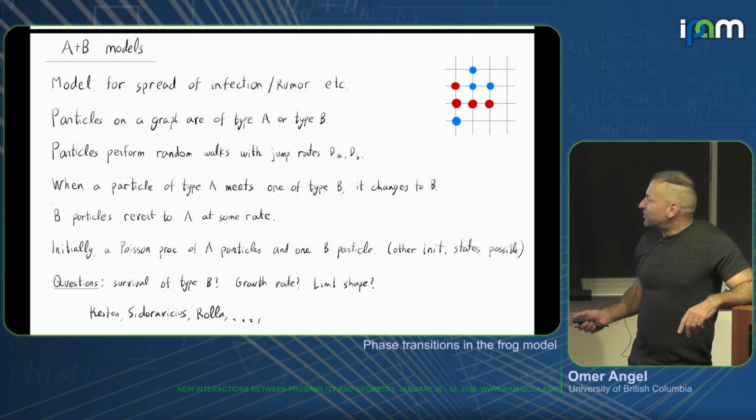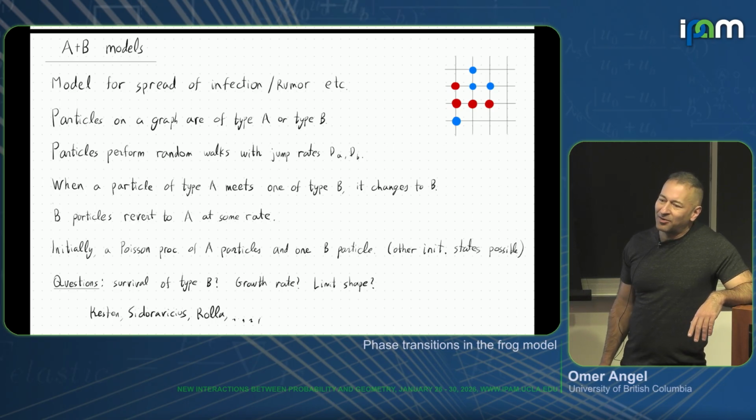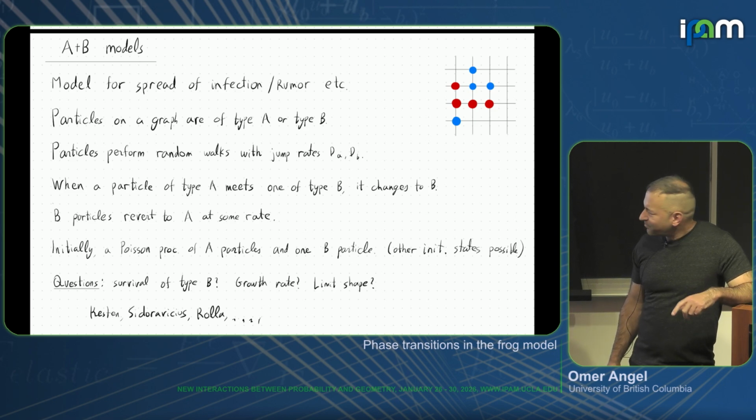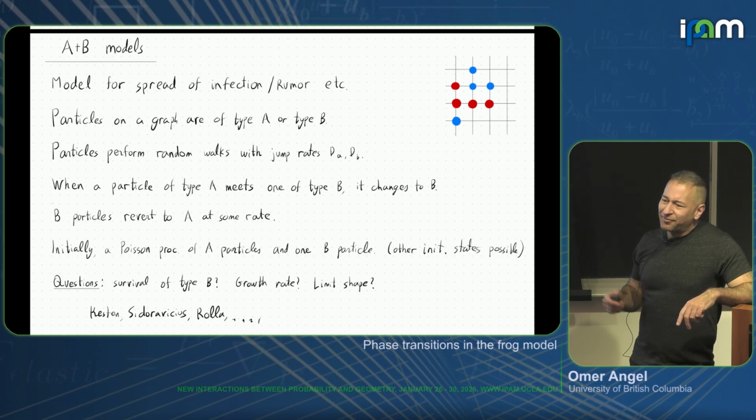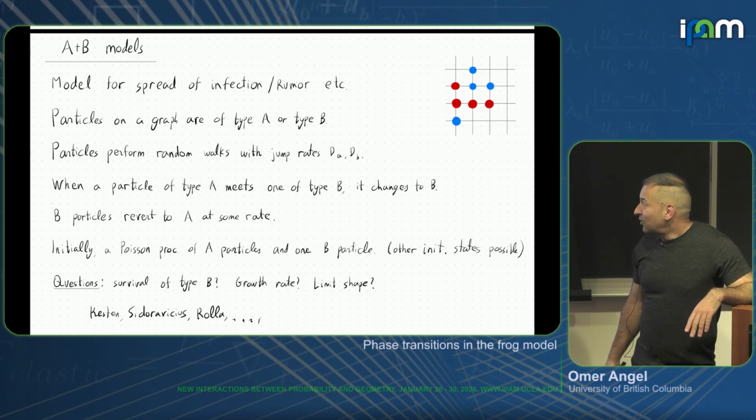There are many initial conditions you can study. The most commonly studied one is when you have a Poisson process of particles of type A, and then you introduce a particle of type B, and you ask how this affects the others. Of course, if particles of type B can change back to type A or die, then it's possible that nothing happens. The particle of type B dies, and after a while we have only type A. Or it's possible that the type B particles survive. So there is some possible transition here, depending on the different parameters of the model.